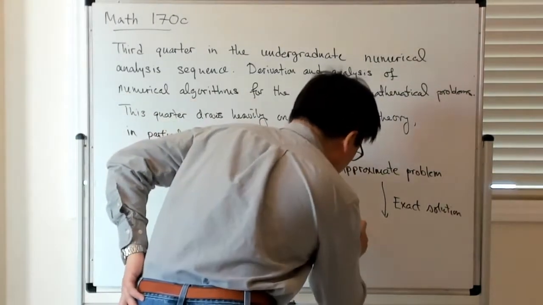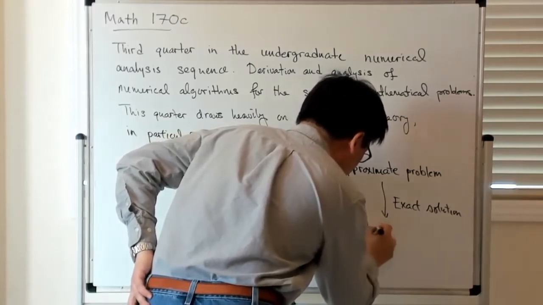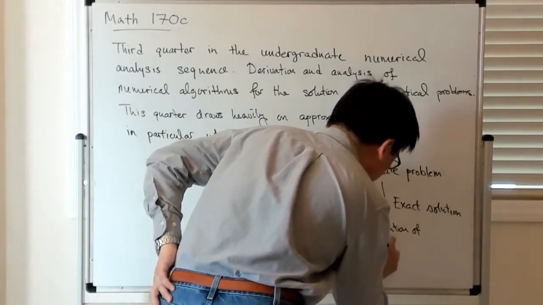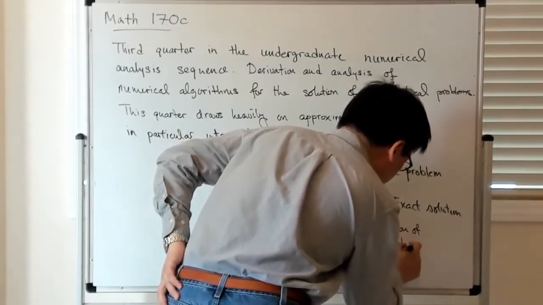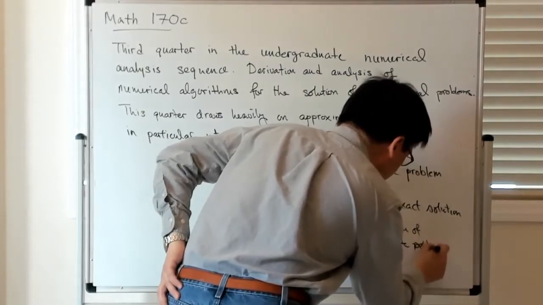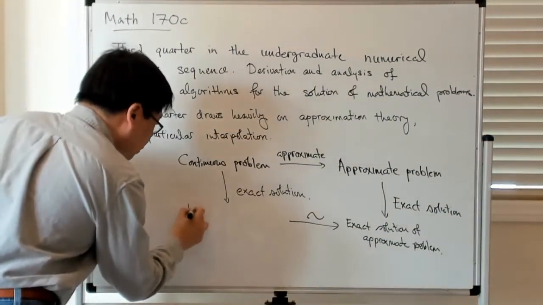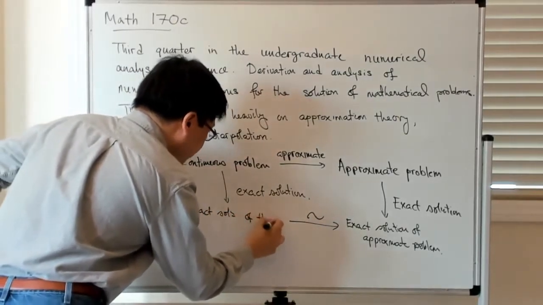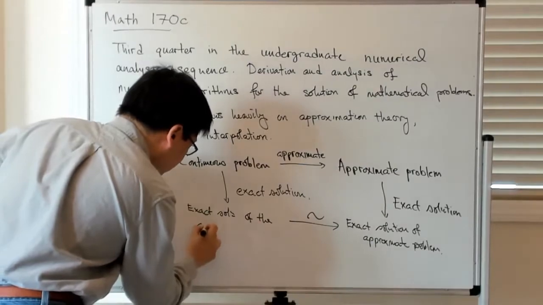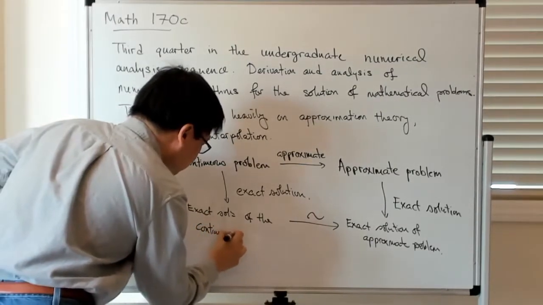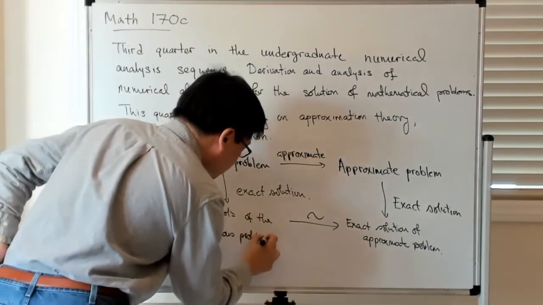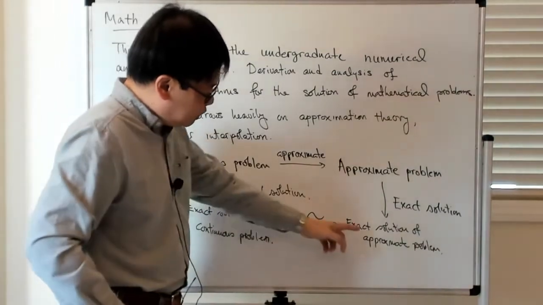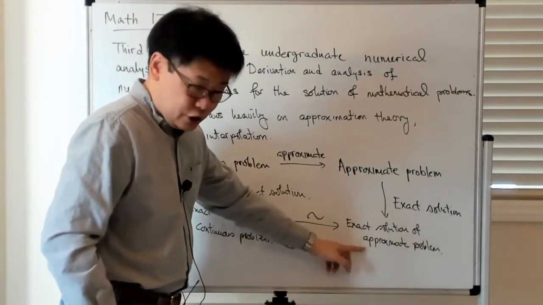You can ask to what extent these things get approximated: the exact solution of the approximate problem compared to the exact solution of the original problem. To what extent is the exact solution of the original problem well approximated by the exact solution of the approximate problem?